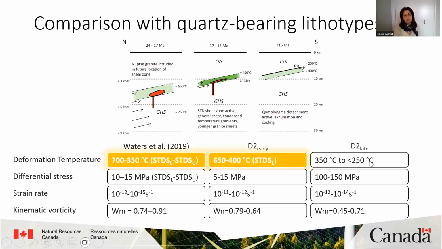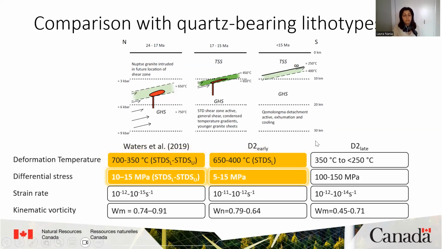So we can just start comparing the deformation temperature. And basically within the mylonitic zone, the deformation temperatures are quite comparable for the quartz-bearing rocks and the early stage of shearing of carbonates, from what we can see from the mylonitic foliation and the index minerals. But that's completely different than what we can see for the twins, which are rather more similar to what has been supposed for the upper structural elements, so for the upper brittle fault.